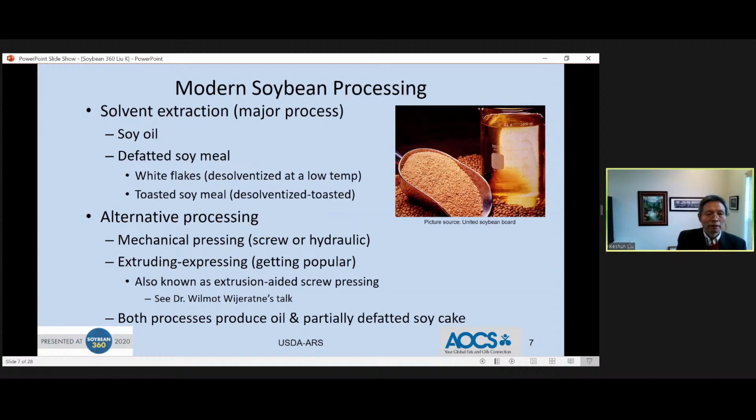Currently, mechanical processing, like the screw and hydraulic process, has been a very traditional method, but it is not really much used for soybeans, because this process is more for high oil content oilseeds like rapeseed and some other oilseeds. For soybeans, a much more popular one is the extruding-expelling process. I think it was originally invented at the University of Illinois in the 60s. This process is also known as the extrusion-aided screw pressing process. A few days ago, Dr. Wilma Wichner gave a talk on this process. Both of these alternative processes produce oil and partially defatted soy cake.